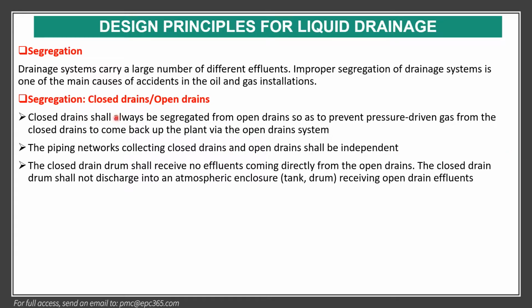So, segregation between closed drain and open drains. Closed drain shall always be segregated from open drain, so as to prevent pressure driving gas from the closed drain from coming back up the plant via the open drain system. The piping nets for collecting closed drain and open drain shall be independent, and the closed drain drum shall receive no effluent coming directly from open drains. The closed drain drum shall not discharge into atmospheric enclosure tanks or drums receiving open drain effluents.